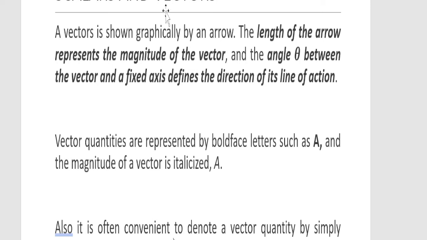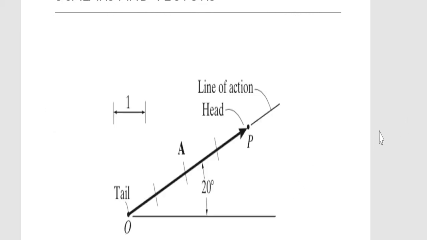Vector quantities are usually represented by boldface letters such as bold A, and the magnitude of the vector is italicized A. But whenever you are writing on paper by hand, it will probably be hard to make it bold. So instead of making it bold, we have another option to indicate a vector quantity, that is by putting an arrow over the given letter, like here. That is a vector quantity. That is the convenient way.